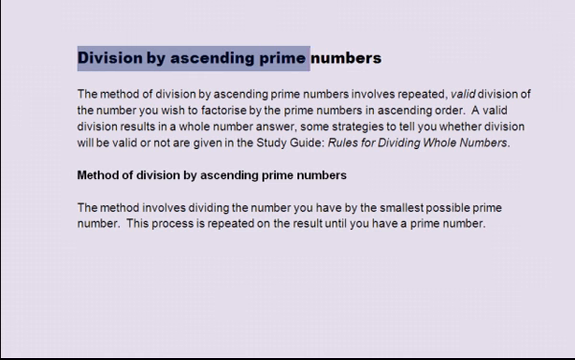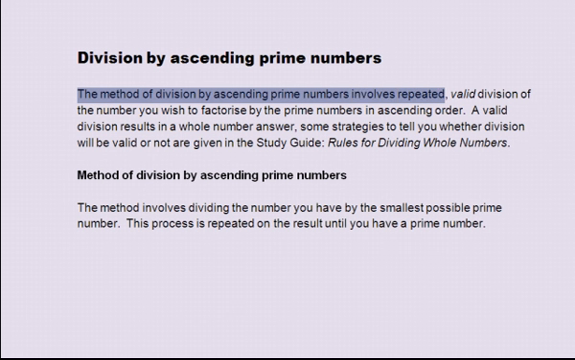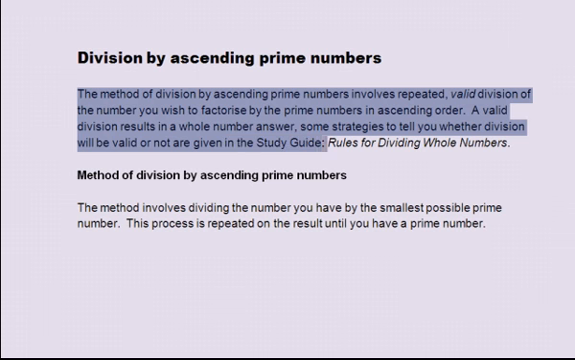Division by ascending prime numbers. The method of division by ascending prime numbers involves repeated valid division of the number you wish to factorise by the prime numbers in ascending order. A valid division results in a whole number answer. Some strategies to tell you whether division will be valid or not are given in the study guide, Rules for dividing whole numbers.